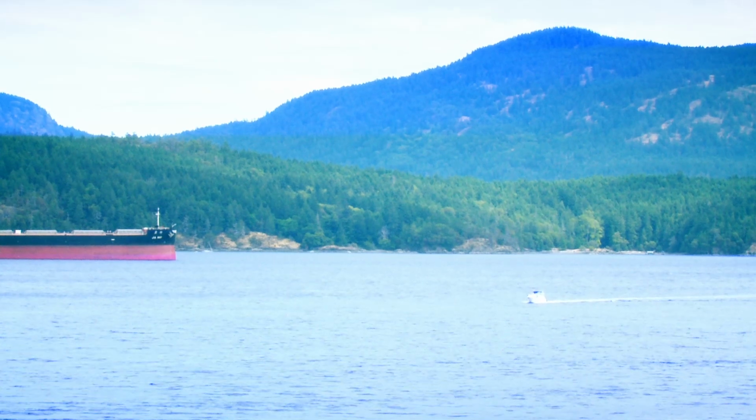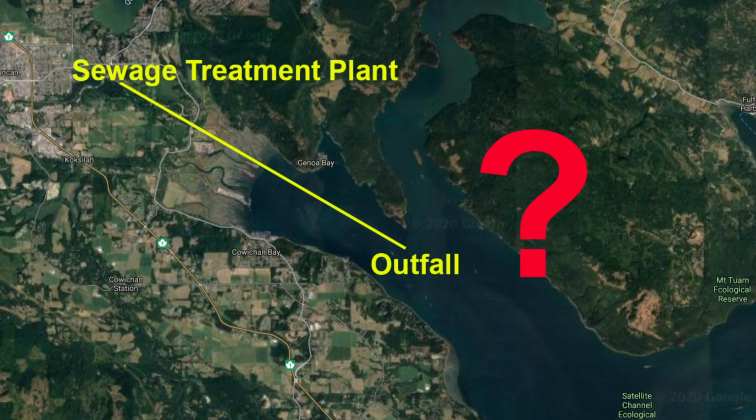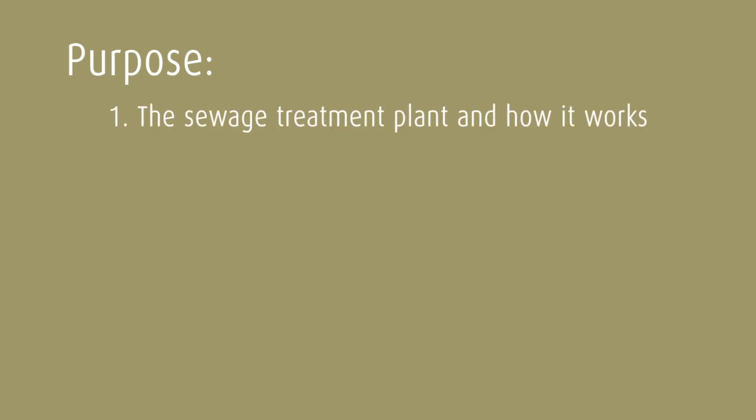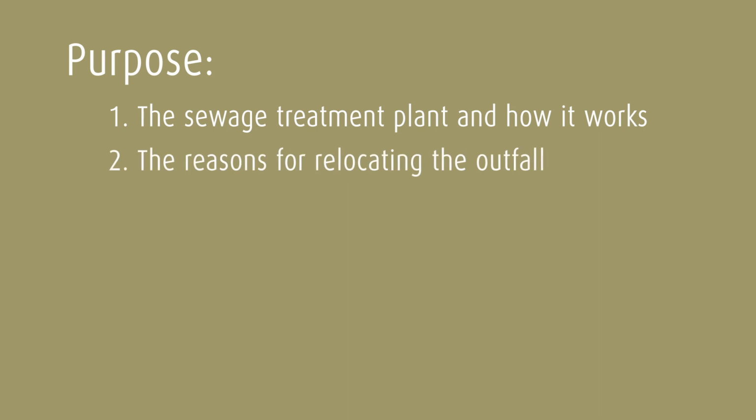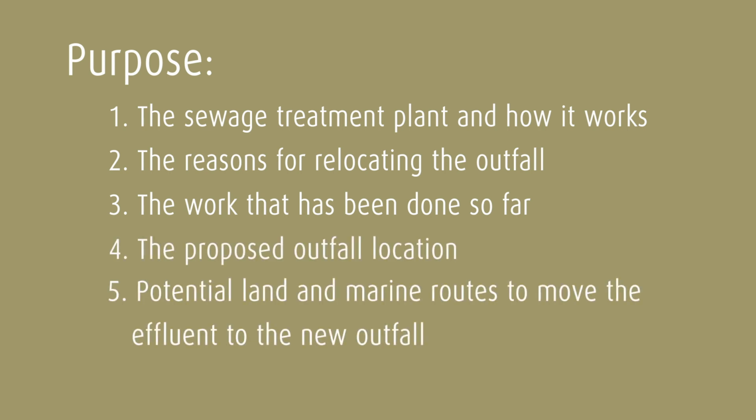The next step is to determine the best route for the pipe that will carry the effluent from the sewage treatment plant to this new outfall. And we hope that once you have watched this video, you will provide us with your thoughts about the possible routes. So in this video, we will talk about the sewage treatment plant and how it works, the reasons for relocating the outfall, the work that has been done so far, the proposed outfall location, and potential land and marine routes that would move the effluent to the new outfall.